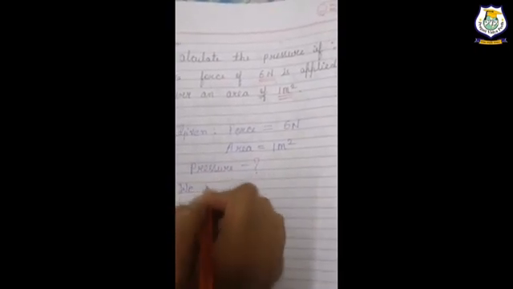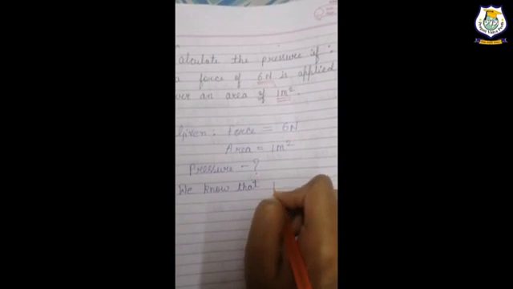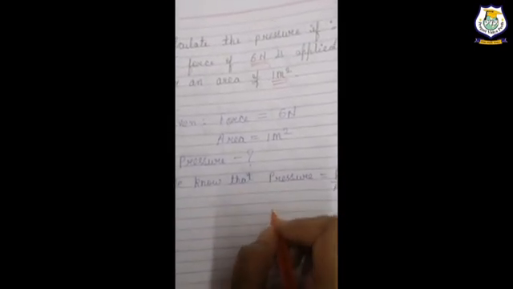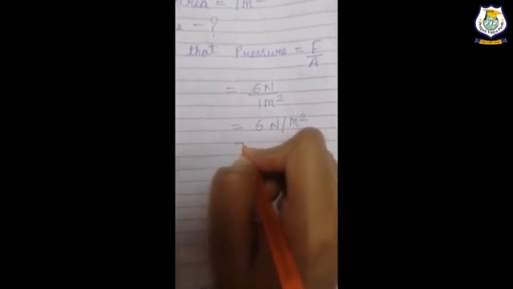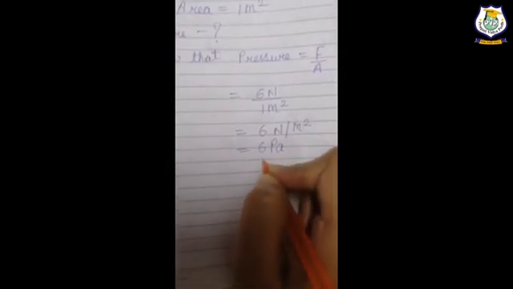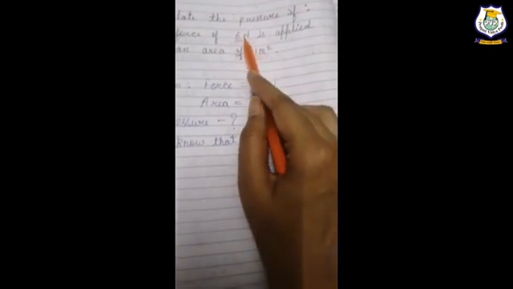So we know that pressure equals force upon area, equals force, how much? 6 Newton, and area 1 meter square. When we divide, we will get 6 Newton per meter square, or you can say 6 Pascal. So here we get the pressure which is equal to 6 Pascal when the force is 6 Newton and the area of contact is 1 meter square.